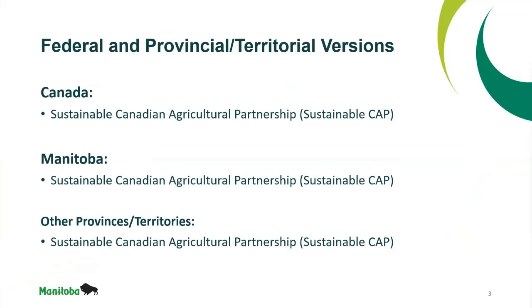Now, the Sustainable Canadian Agricultural Partnership, or Sustainable CAP, is both a federal and a provincial and territorial program, in that there are versions for each jurisdiction. Canada has its own version of the program. Manitoba has our version of the program, which is designed to be appropriate to the needs of Manitoba agri-processors, and other provinces and territories will have their own versions of the program, depending upon their geography and the needs of their processing and agricultural sectors.